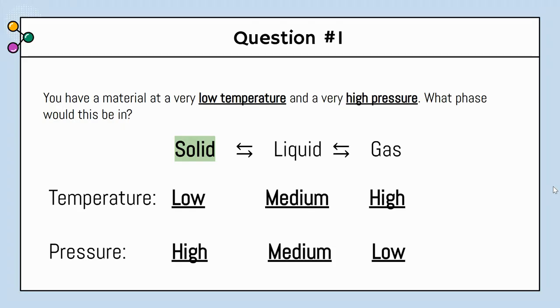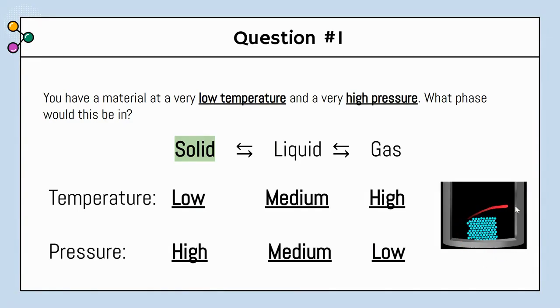We would expect this to be a solid because solids exist when our temperatures are very low. The atoms or molecules don't have a lot of temperature, a lot of energy to move past one another. And that high pressure is going to squish them into that solid shape. And remember, that's what that solid shape looks like on the atomic level.